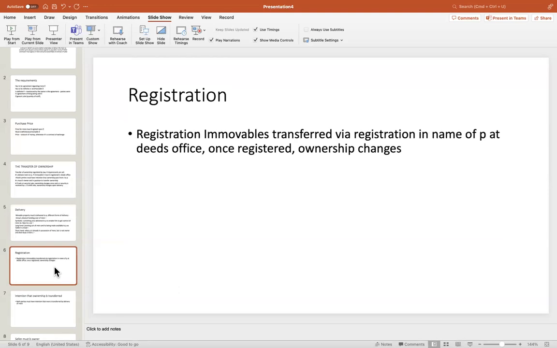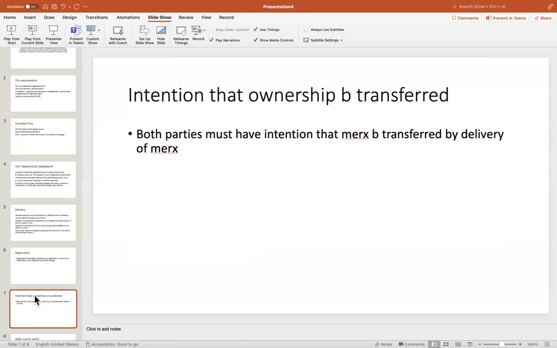Okay, cool. Let's go to registration, which is pretty short, sweet, and straightforward. Immovable properties are transferred via registration in the name of P at the deeds office. Once registered, ownership changes. With houses it's a little bit complicated, but registration will have to take place at the deeds office, and once the registration is complete, ownership changes from S to P.